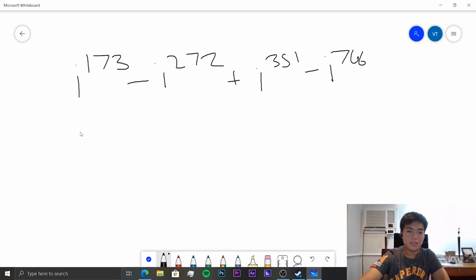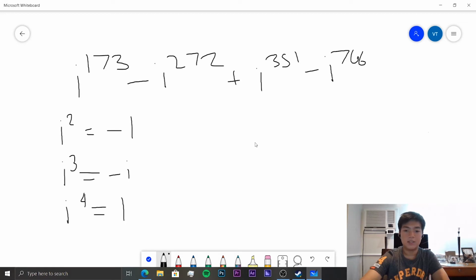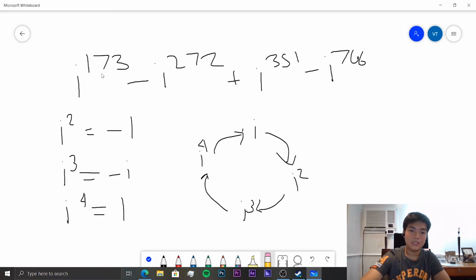Because we need to remember that i squared is equal to negative 1. i cubed is equal to negative i, because it's negative 1 times i. And i to the 4 is equal to 1 again. So it goes in a circle: i, i squared, i cubed, i to the 4, and then back to i, if we keep on multiplying by i. So what we can actually do is find the remainder of these numbers when they're divided by 4, and it will tell us which step in the cycle they are in.